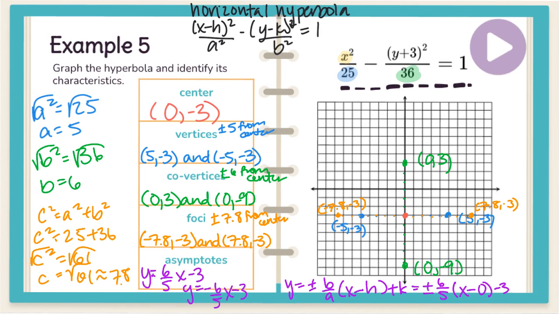So we have our y-intercepts both at -3, and then we go up 6 over 5, and then we do the same thing for our second one. We have a y-intercept at -3, but we go down 6 over 5.